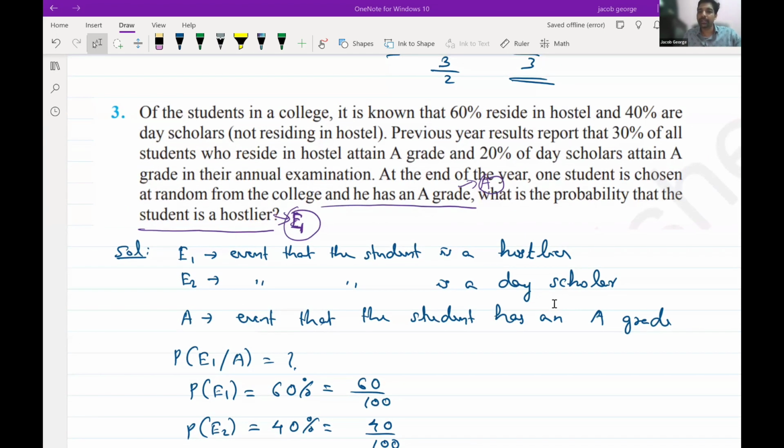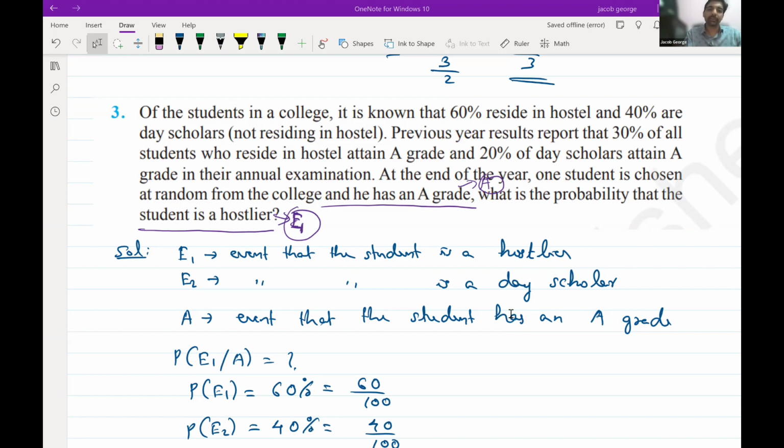So how will it be asked? Find the probability that the student attains A grade given that he is in hostel or he is a hostelier. Means P of A given E1. Second subdivision: find the probability that the selected student got an A grade. Means it is P of A, which will be the total probability.